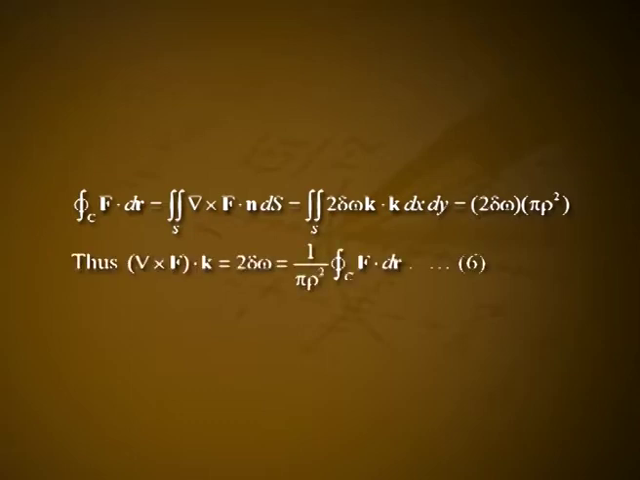Thus, del cross F dot k is equal to 2δω, which is equal to 1 by πρ² times the circulation over C of F dot dr. Equation number 6. Equation 6 relates del cross F with the circulation density.